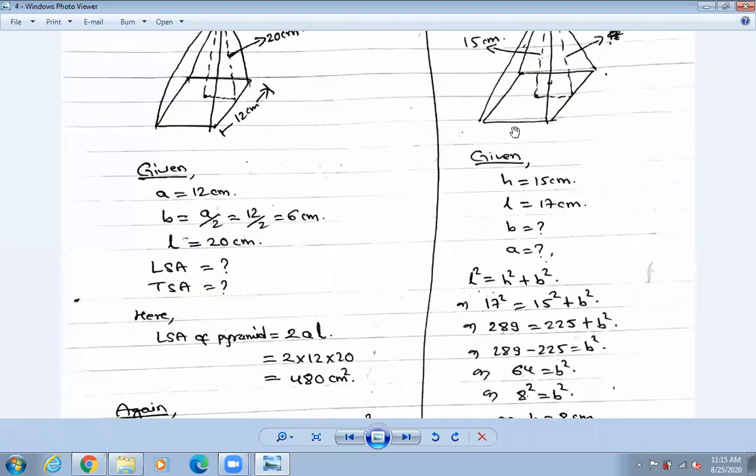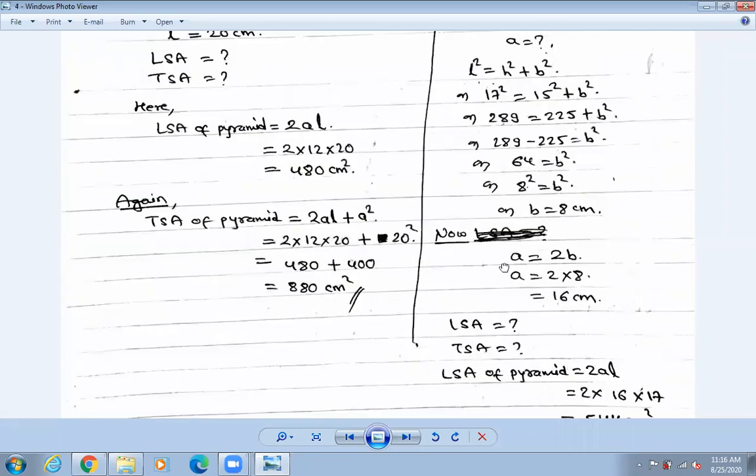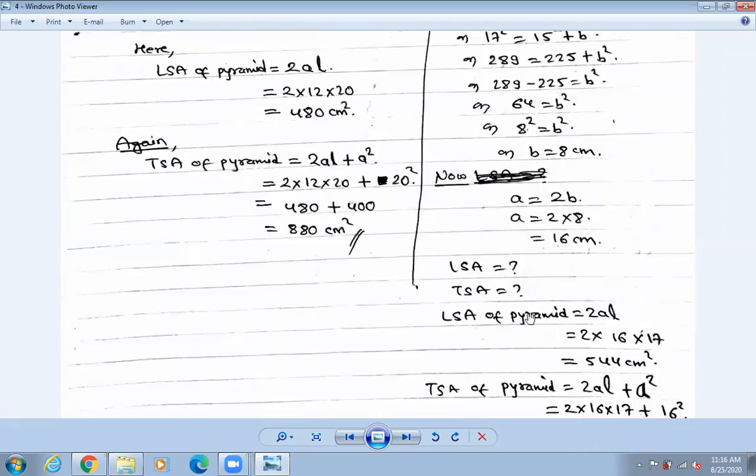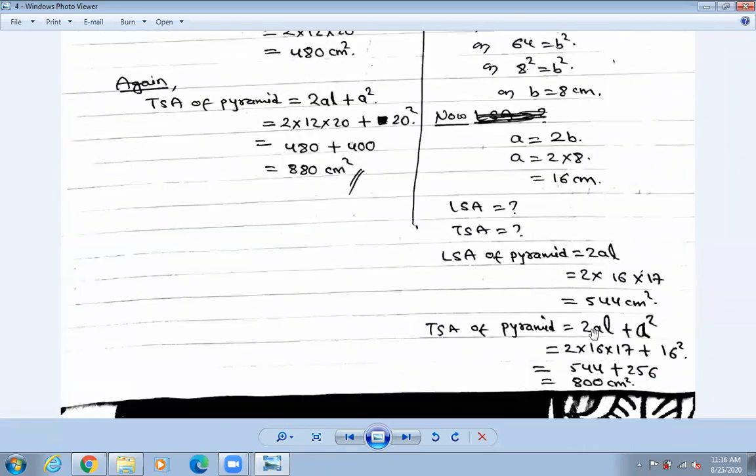This is A. This is B. So B जति हुन्छ, 8 हो भने A will be 16. So A will be double of it, 16 centimeter. Then after getting the value of A and L, we need to put the value and get the answer. LSA of pyramid means 2AL. TSA of pyramid means 2AL plus A square. In that way, we will complete our numbers.